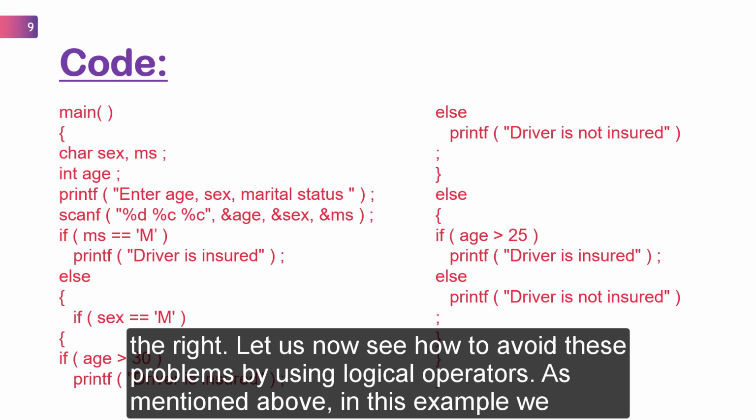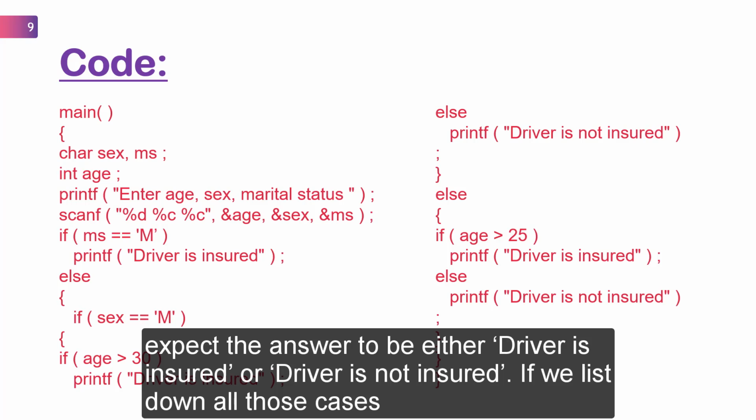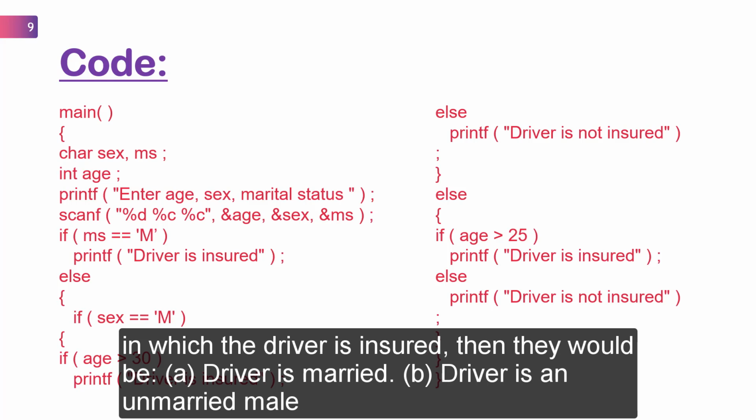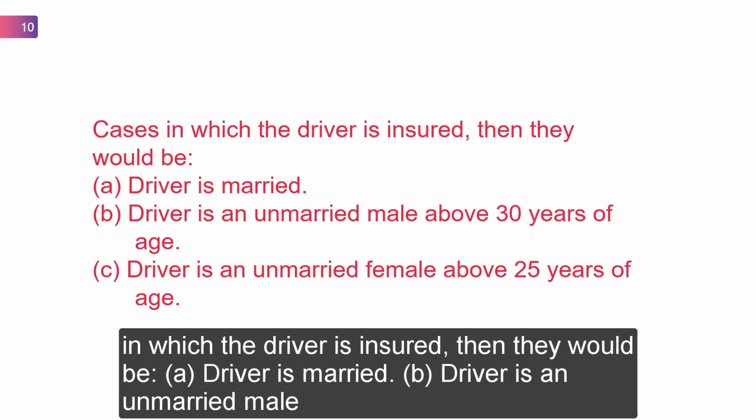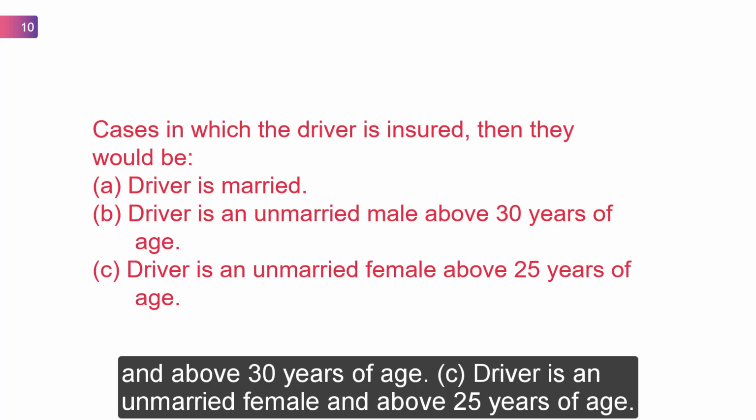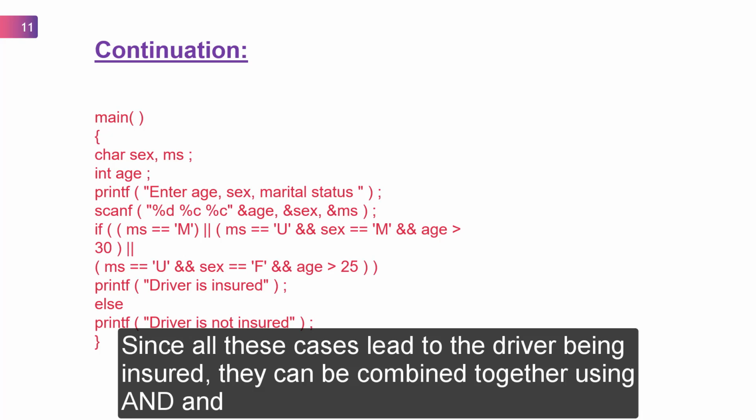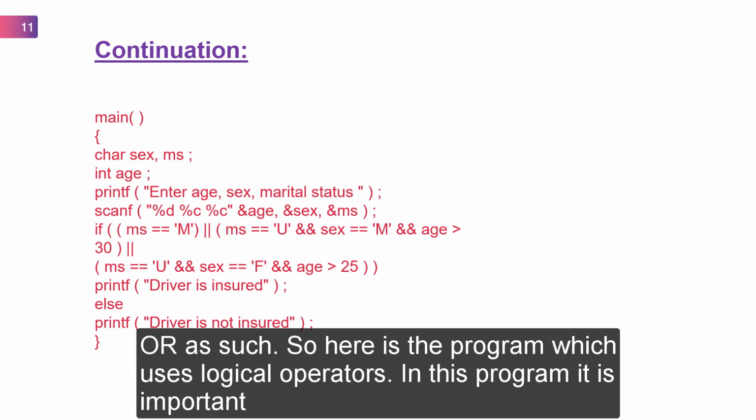As mentioned above, in this example, we expect the answer to be either the driver is insured or the driver is not insured. If we list down all those cases in which the driver is insured, then they would be: driver is married; driver is unmarried, male and above 30 years of age; driver is unmarried, female and above 25 years of age. Since all these three cases lead to the driver being insured, they can be combined together using and and or operators as such. So here is the program which uses logical operators.